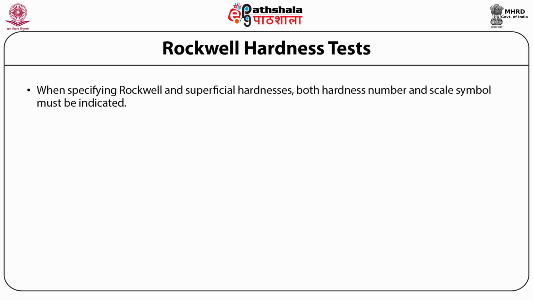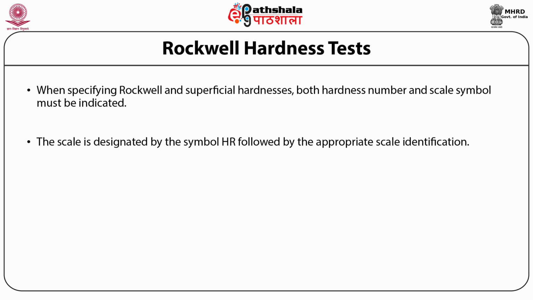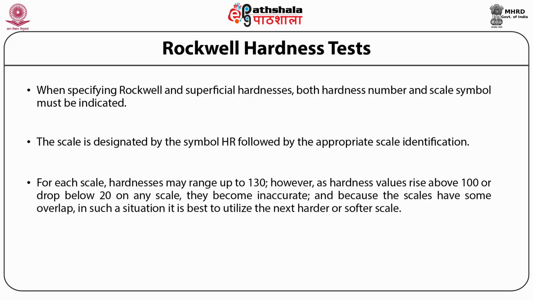When specifying Rockwell and superficial hardness, both the hardness number and the scale symbol must be indicated. The scale is designated by the symbol HR followed by the appropriate scale identification. For each scale, hardness may range up to 130. However, as hardness values rise above 100 or drop below 20 on any scale, they become inaccurate. And because the scales have some overlap, in such a situation it is best to utilize the next harder or softer scale.